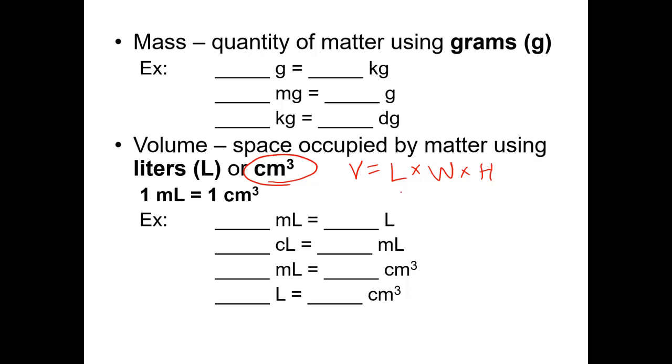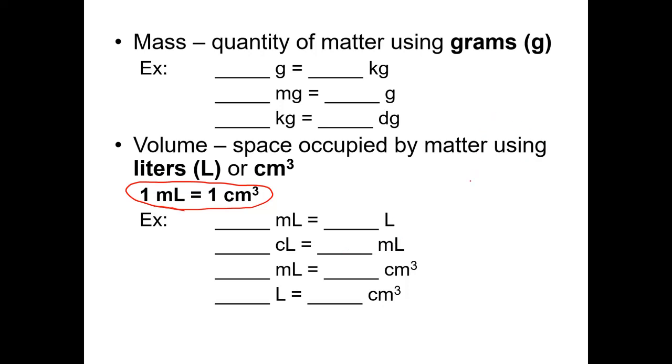And so right here, if you had centimeters long, centimeters wide, centimeters high, when you multiply all three of those, you would end up with centimeter times centimeter times centimeter, which gives you centimeter cubed. So we will use this unit when you're measuring something with a ruler. All right. Now, it's important to know that 1 milliliter is the exact same thing as 1 centimeter cubed.